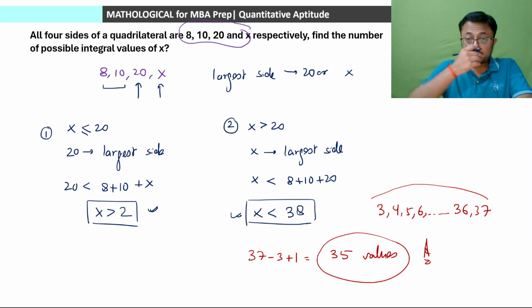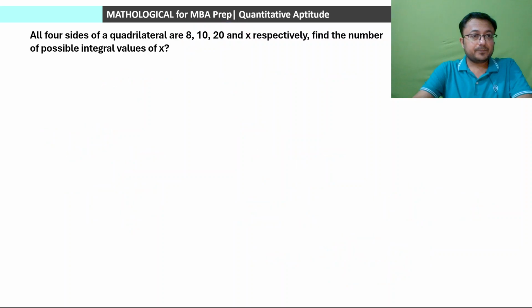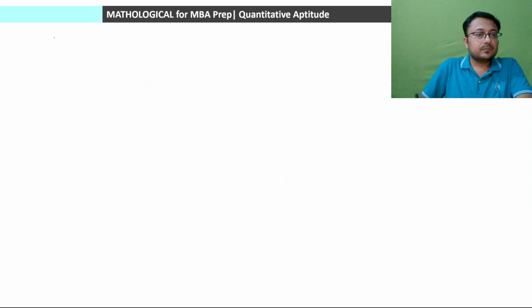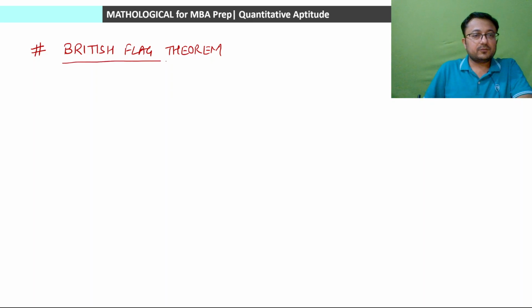clear? Now let us do a few important theorems. First of which is British flag theorem. British flag theorem, and this theorem is applicable for rectangles. And since square is also a rectangle, so is square as well. So for rectangles and squares.